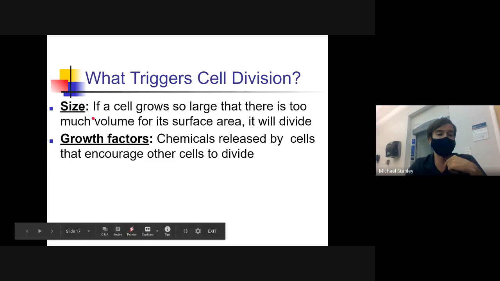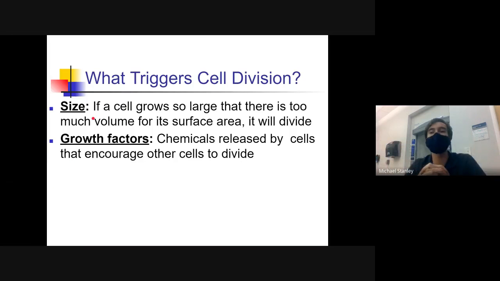Usually it's size. So usually it's just a cell is getting too big. And instead of just stopping its growth and sitting there, it will split in half. But sometimes it's due to these kind of external triggers as well.